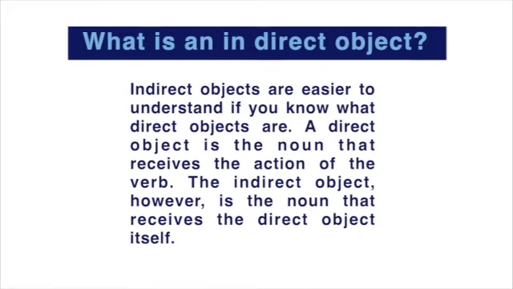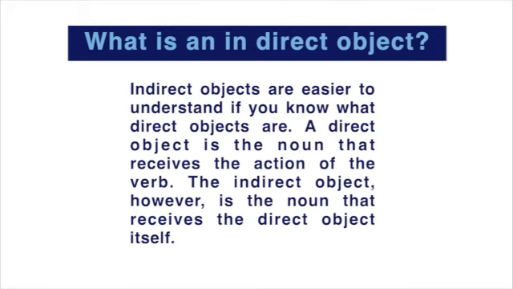What is an indirect object? Indirect objects are easier to understand if you know what direct objects are. A direct object is the noun that receives the action of the verb. The indirect object, however, is the noun that receives the direct object itself.